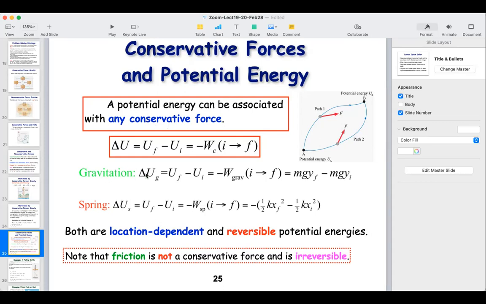And so for the gravitational, we just saw it now, delta U gravitational is mgy final minus mgy initial, while for the spring, the potential energy of a spring is U final minus U initial, which means minus the work done. So it is 1/2 k x final squared minus 1/2 k x initial squared.